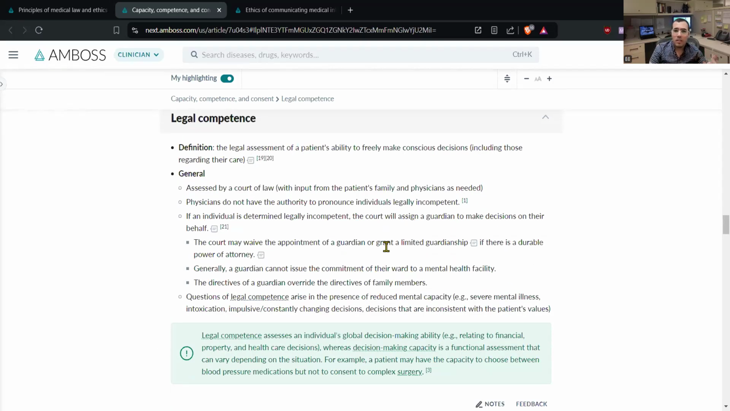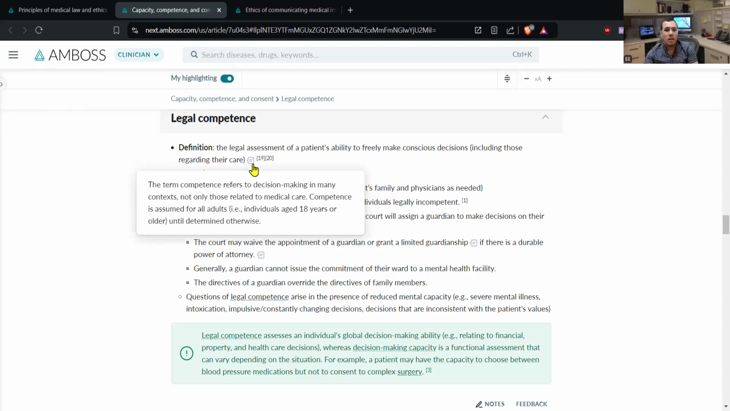As I told you, legal competence is something outside of our hands as physicians. This is a legal assessment of a court order. This is a legal assessment of the patient's ability to freely make conscious decisions, including those regarding their care. The term competence refers to decision making in many contexts, not only those related to medical care.